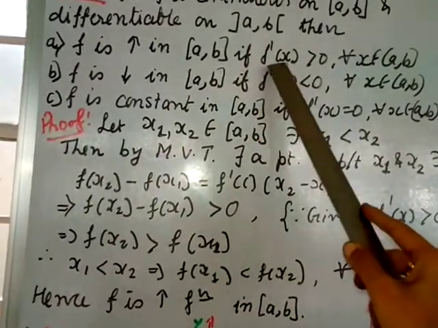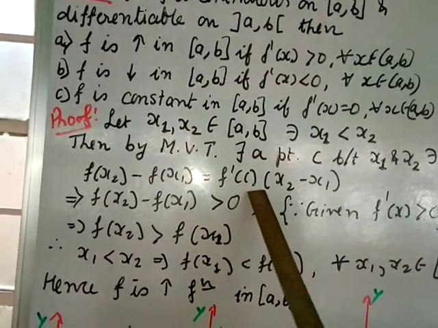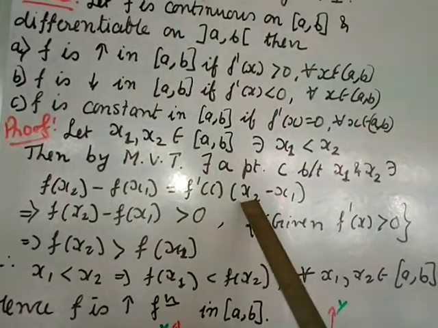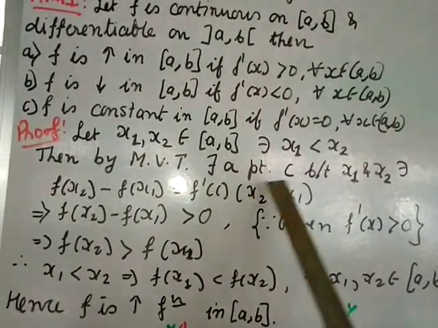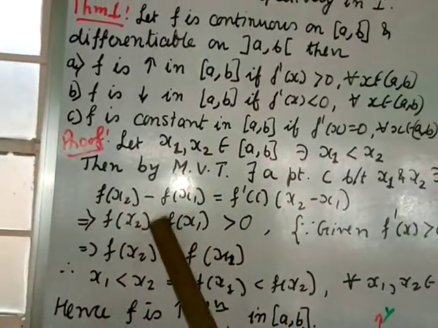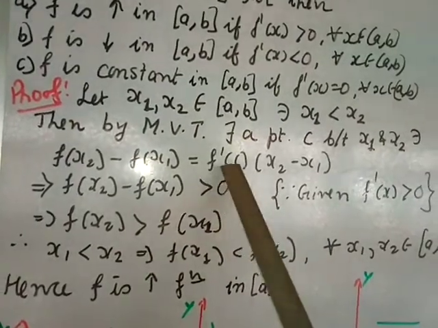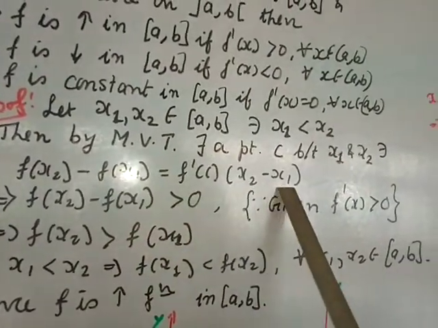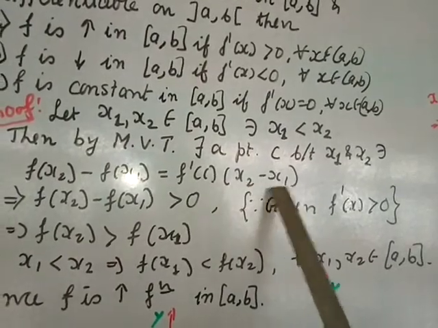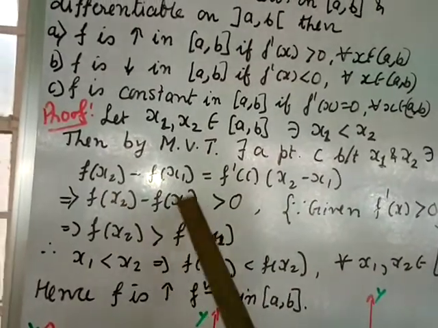Now we assume that f dash x is greater than 0. That means f dash c also is greater than 0. We are already assuming that x1 is less than x2, so x2 minus x1 is also positive. That means this answer also will be greater than 0. So f of x2 minus f of x1 is greater than 0. Why? This is given to be greater than 0, and x1 is less than x2, so x2 is bigger. Bigger minus smaller, the answer is positive. Positive into positive is positive, so this also is positive.